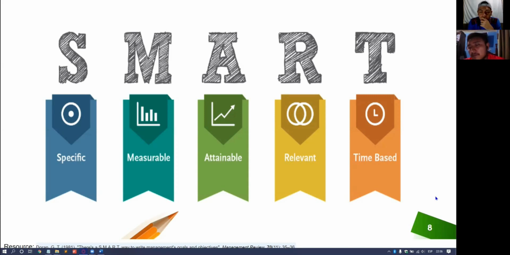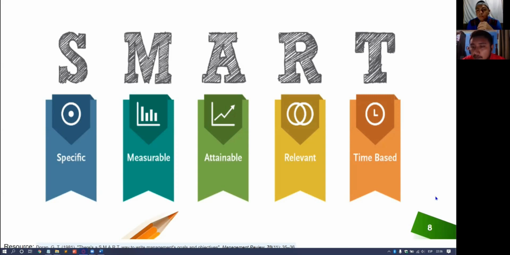Then we have the relevant part, in which we try to make the knowledge that we are sharing with our students meaningful for them in a way that they feel that they need this information. Then in the last part, we have the time-based, or also called time-bounded, in which we set a period of time answering the question when we are going to do this. So pretty much this is the main concept of what SMART is.